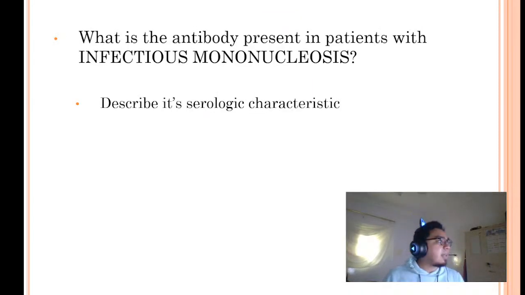All right. Now, what is the antibody present in patients with infectious mononucleosis? Serology review again. I know I'm asking a lot of serology reviews, but it's important for you guys because we want to connect the dots between the subjects that you're talking about. So what is the antibody present in infectious mononucleosis? Anybody in the chat? Heterophile antibodies, correct.